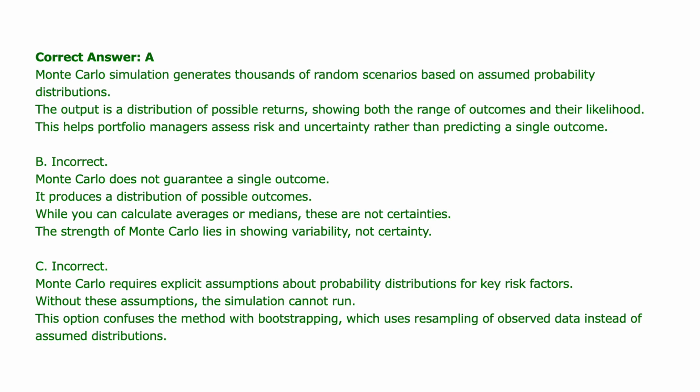Monte Carlo simulation produces a distribution of possible outcomes based on assumed probability distributions. It shows the range and likelihood of returns under uncertainty, not a single guaranteed outcome. Option B is wrong because Monte Carlo does not predict certainties, and option C is wrong because it requires assumptions about distributions.